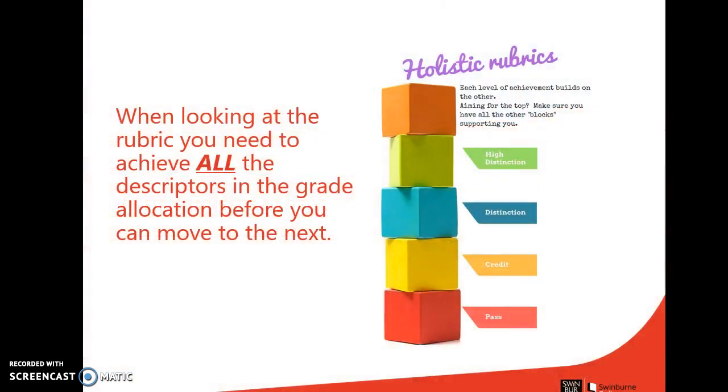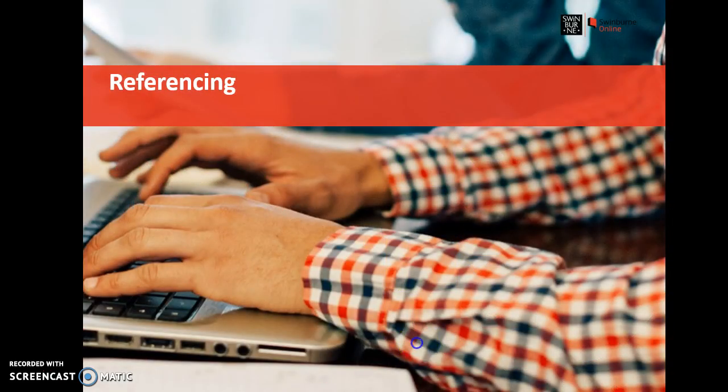So our rubric expectations: it is a holistic rubric, as it has been for all our assignments this teaching period. Again, we're looking at our pass descriptors in order to move up to credit, to move up to distinction, to move up to high distinction. So it is those building blocks, so that we are moving up in regards to that in order to how we assess you. So we are using that holistic rubric.